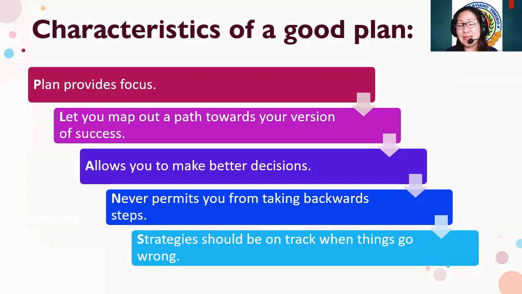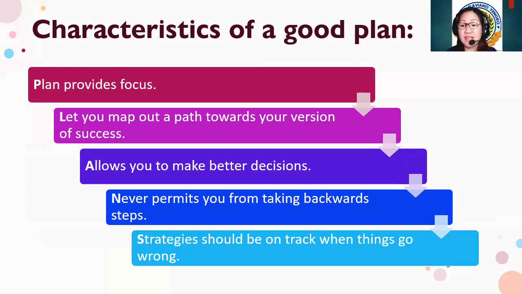When you have a plan, you can't be doing the cha-cha, where when you no longer want to continue, you take backward steps. When we say plan, it is always moving forward. And the last characteristic: strategy should stay on track when things go wrong. That means when you have a plan, it is not just plan A; you have many plans, A to Z. That's why there should be many strategies. If the first strategy, strategy A, doesn't work out, you need to have another strategy as a backup.